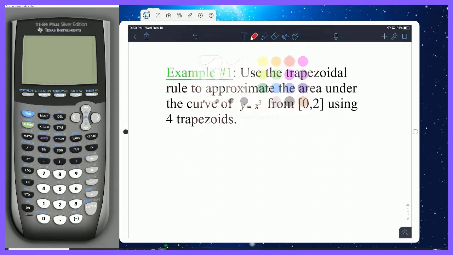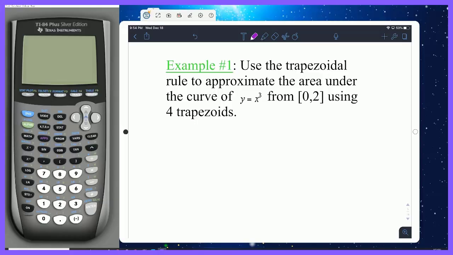Okay, so this one says, use the trapezoidal rule to approximate the area under the curve of y equals x cubed from 0 to 2 using 4 trapezoids. So the first thing we could do is understand that in this example, we're squeezing 4 trapezoids between 0 and 2. So that means we have 2 spaces to squeeze 4 trapezoids. They'll each have a height of 1/2. So this is my height, or sometimes we refer to this as delta x, of my trapezoids.